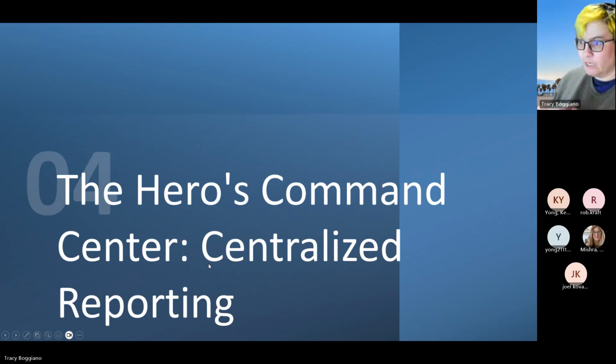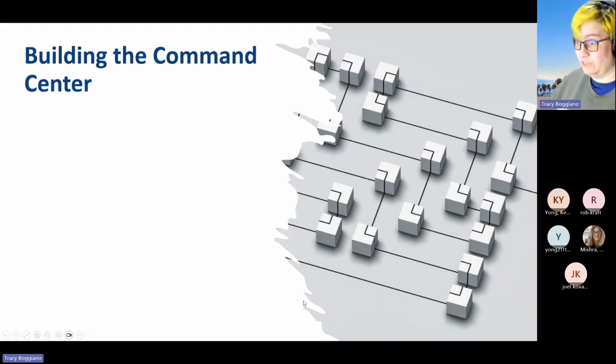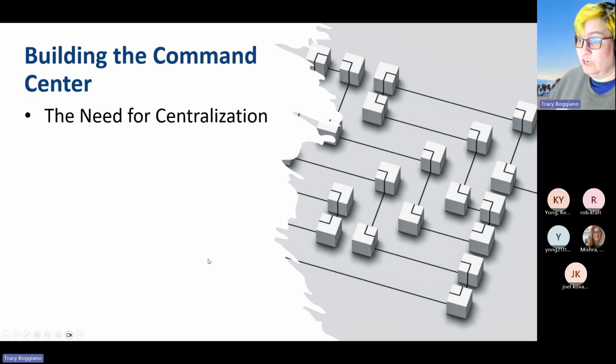So now we'll talk a little bit about how you would go about setting up the hero's command center, or centralized reporting, because there is no centralized reporting on-prem. You just set it up on a per instance basis, even per database basis, per server basis, and then you have multiple audits going because it's per thing, and then you've got to put all this mess together. You've got like 20 audits on one server if you've got 20 databases.